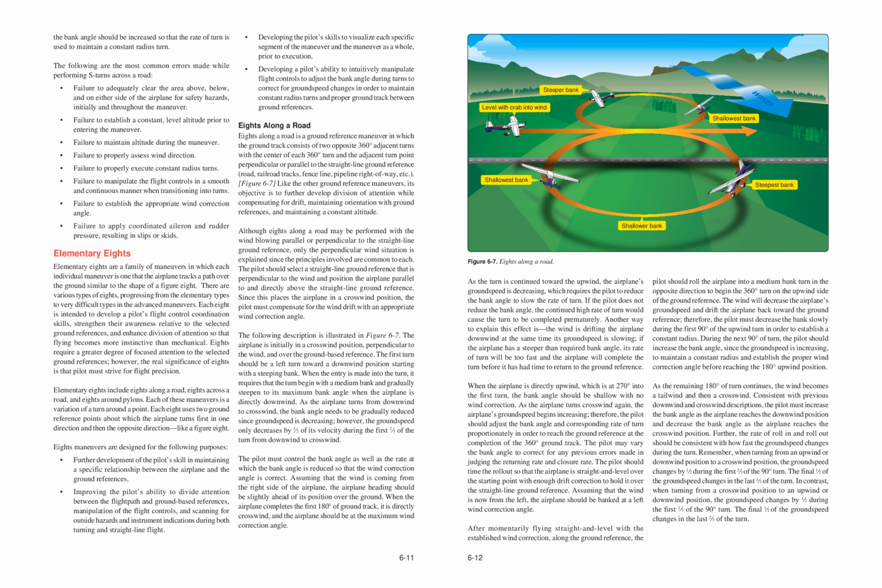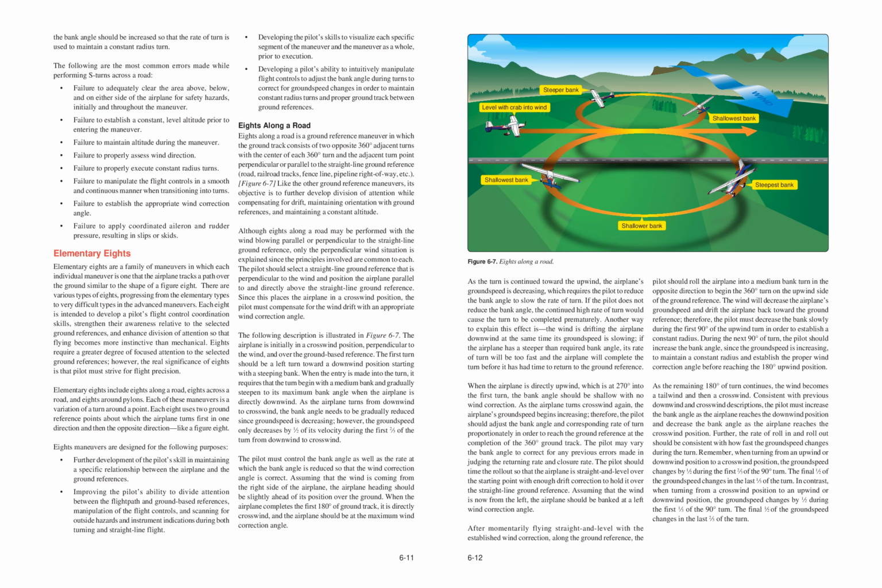Therefore, the pilot must decrease the bank slowly during the first 90 degrees of the upwind turn in order to establish a constant radius. During the next 90 degrees of turn, the pilot should increase the bank angle, since the ground speed is increasing, to maintain a constant radius and establish the proper wind correction angle before reaching the 180 degrees upwind position. When the airplane is directly upwind, which is at 270 degrees into the first turn, the bank angle should be shallow with no wind correction.